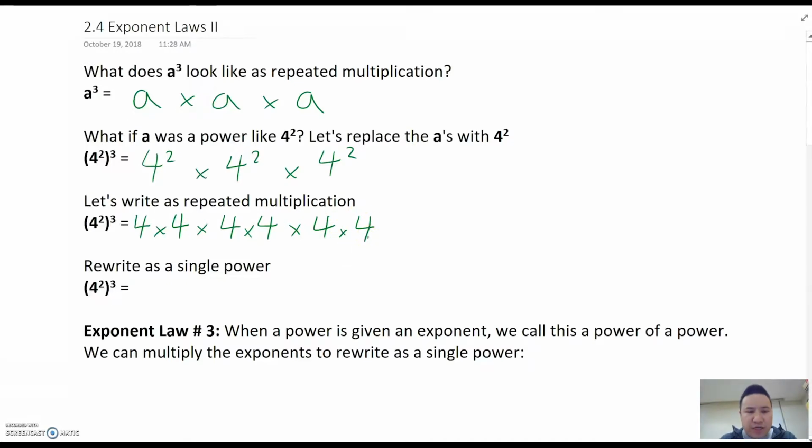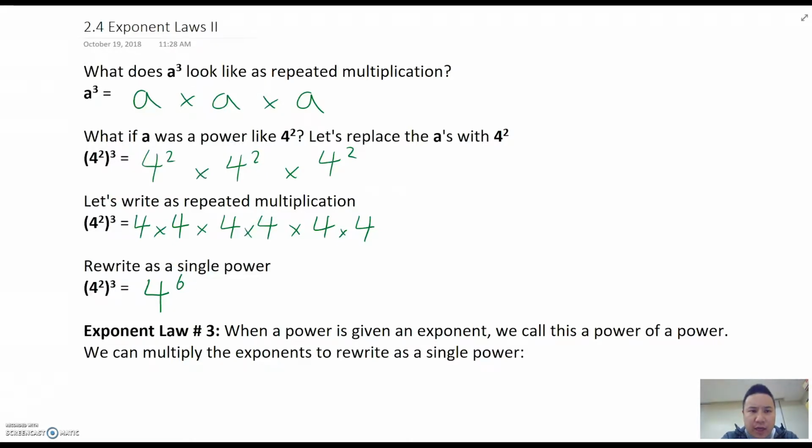Okay. So we take a step back and look at this. This is just a bunch of 4s being multiplied together. So how many 4s do we have? We have 1, 2, 3, 4, 5, 6 of these 4s. So we can rewrite this as a single power, as 4 to the power 6.